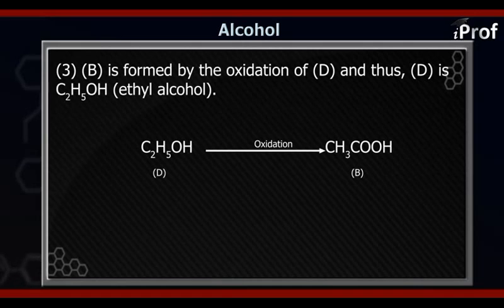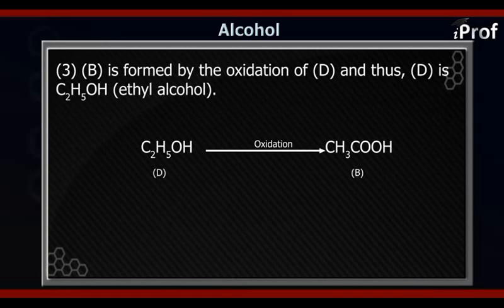which forms a carboxylic acid B that contains 2 carbon atoms. So therefore this B carboxylic acid can be formed only from the 2-carbon alcohol, that will be D actually, and the 2-carbon alcohol can be the only one, that is ethanol.